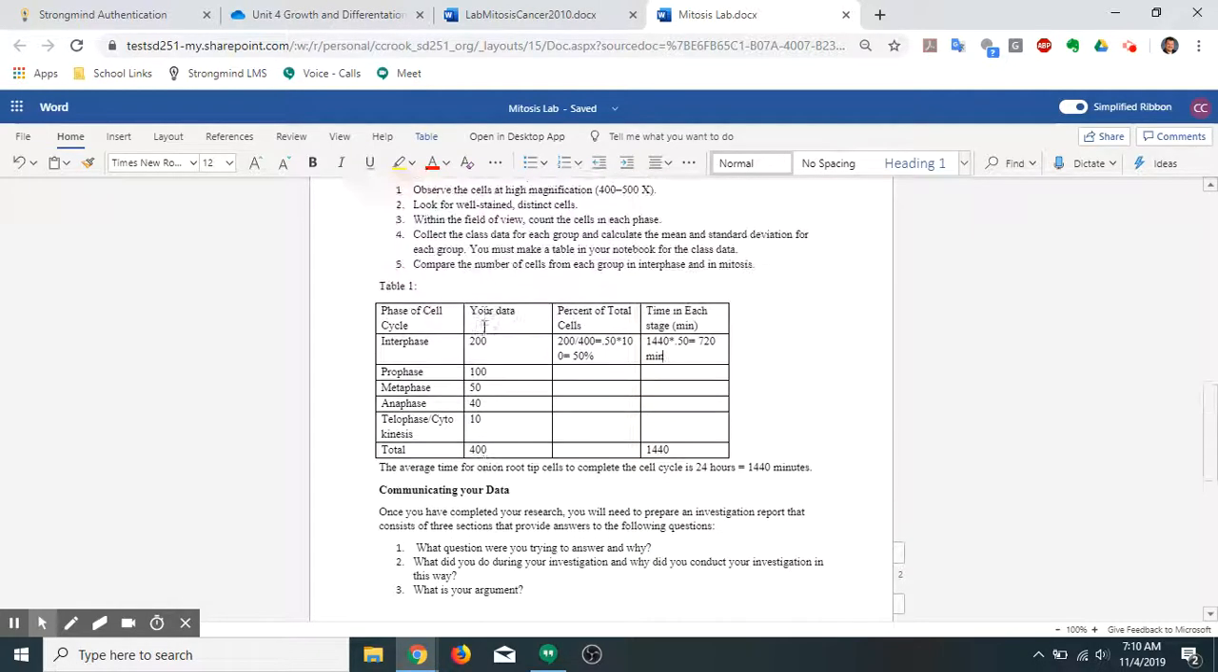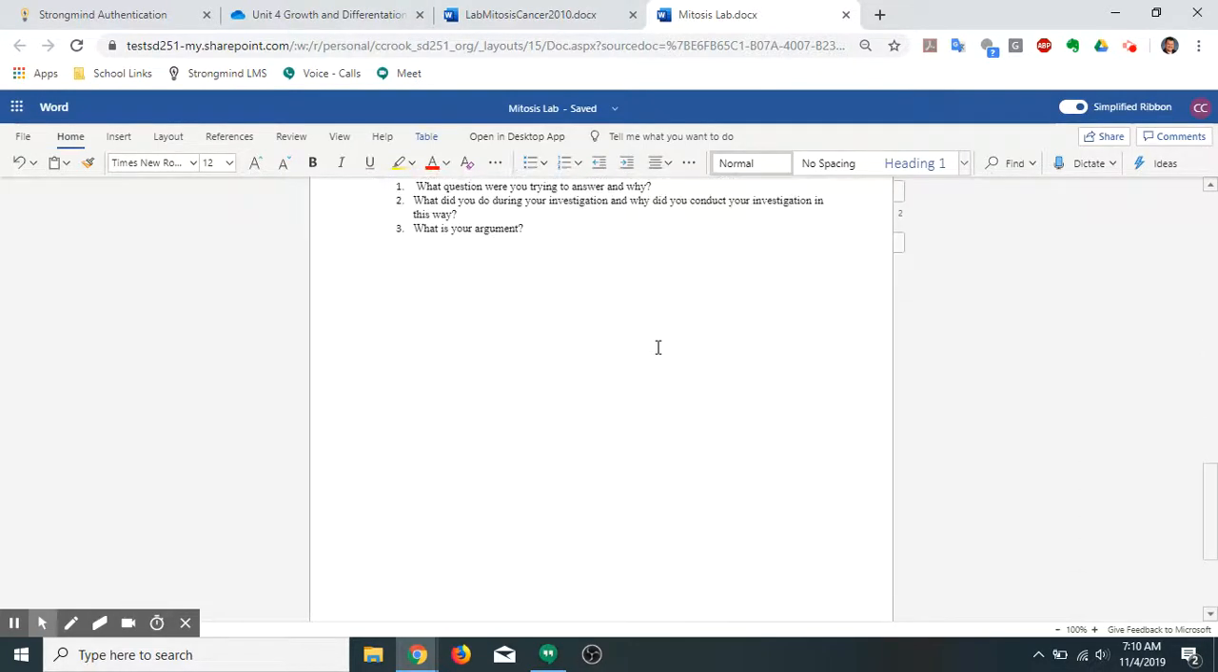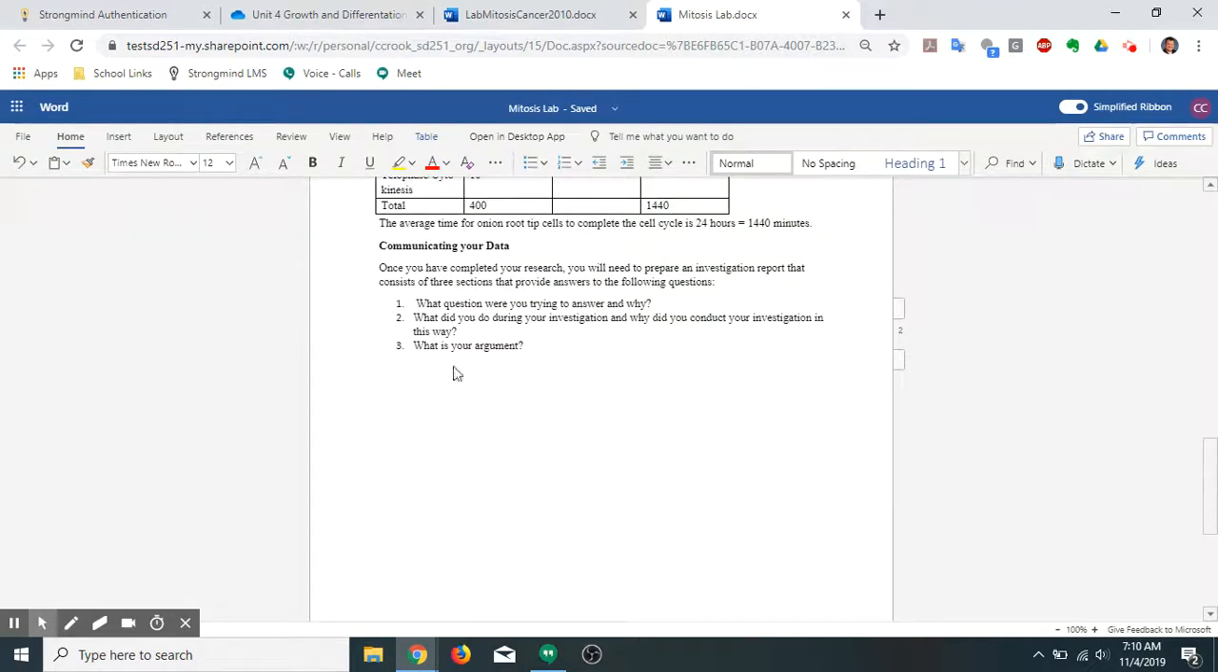What did you do? Well, first we calculated the percentage of total cells, then we used that to determine the time spent in each stage. How are you going to graph this out? Because when you do your argument, what is your argument? This is where you'll do your claim, evidence, reasoning based on what you discovered. Which phase took the longest time, or which phase took the least amount of time? And you need to have science evidence to back that up and reason that out.